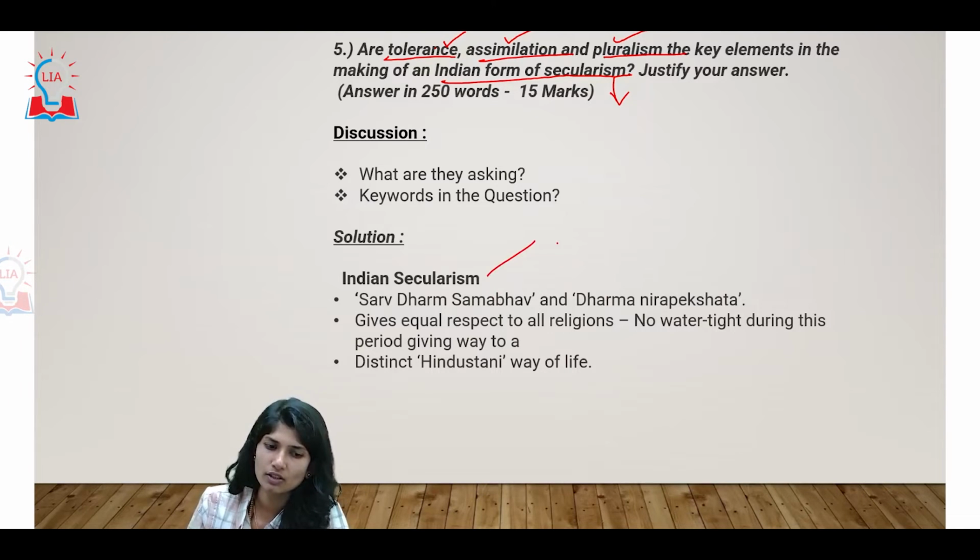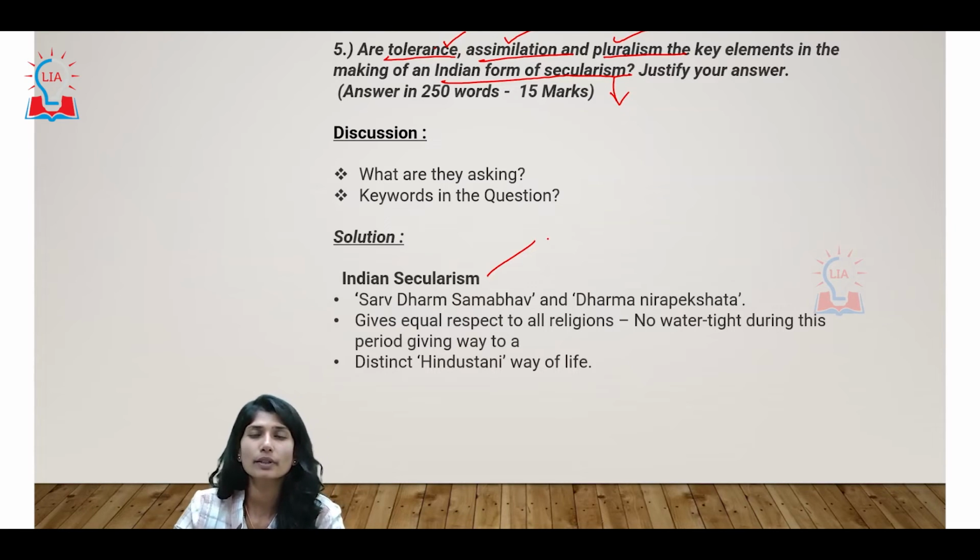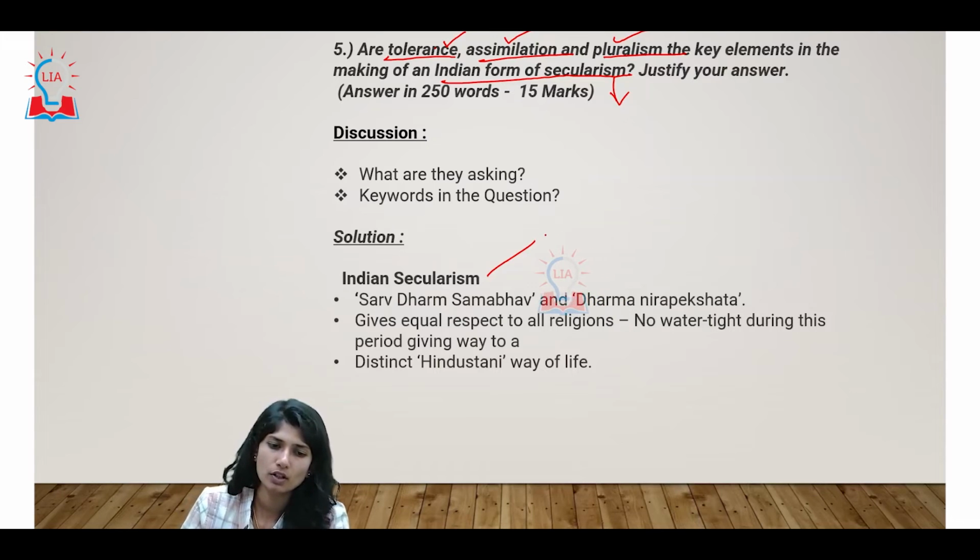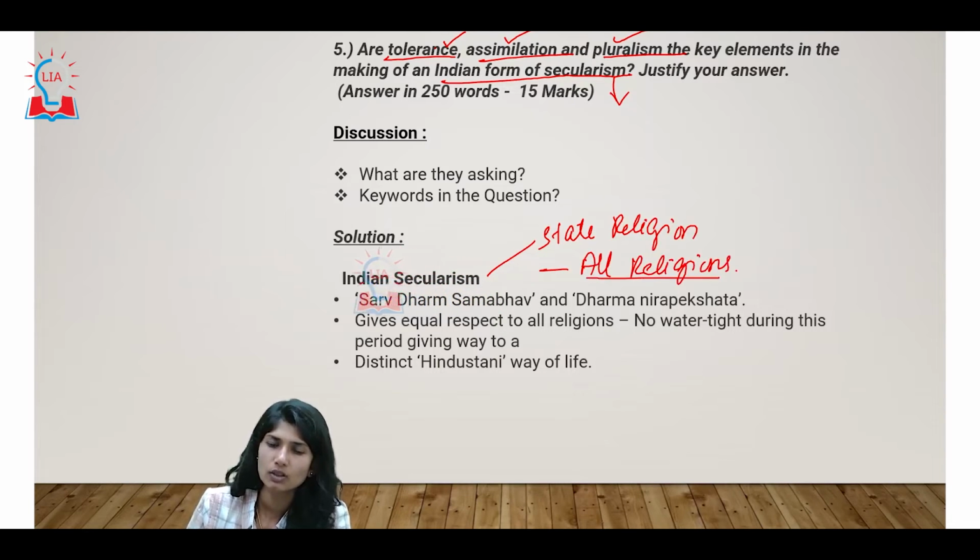In our version of secularism, we hold that all religions are equal. We don't say some religion is good, some religion is bad. India is a state, and we do not have a state religion. Even though the majority of the population residing in India is Hindu, we still do not have a state religion, officially or constitutionally granted. This indicates that we treat all religions on an equal footing.